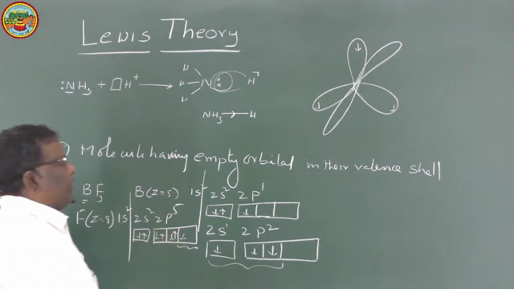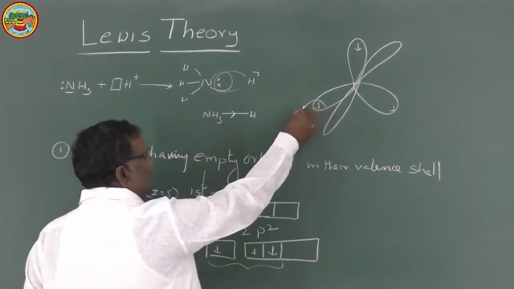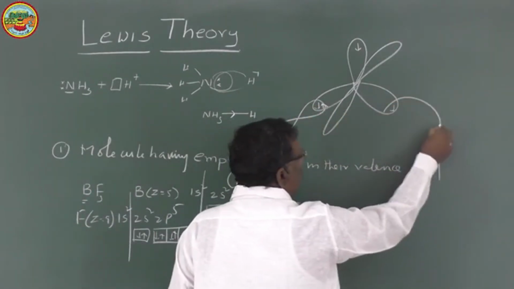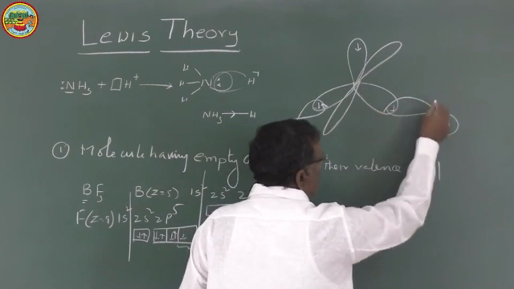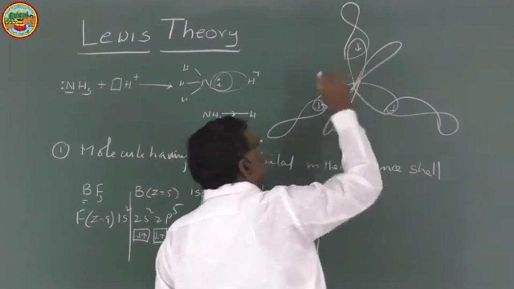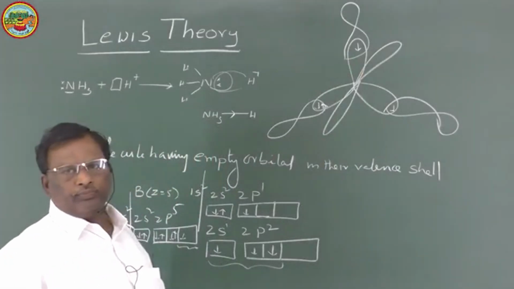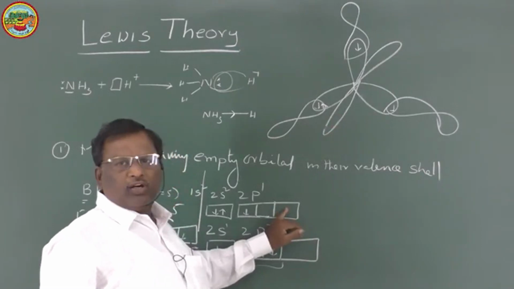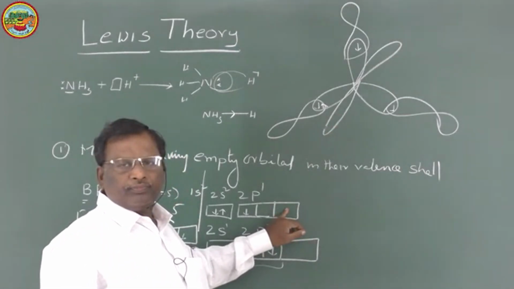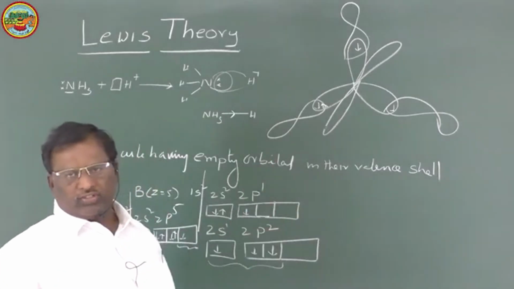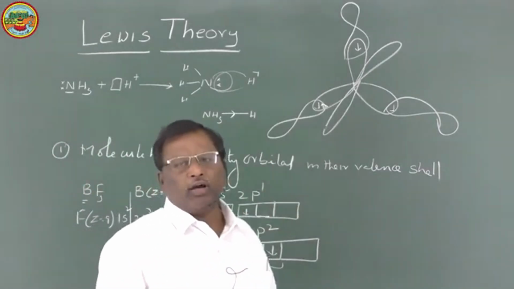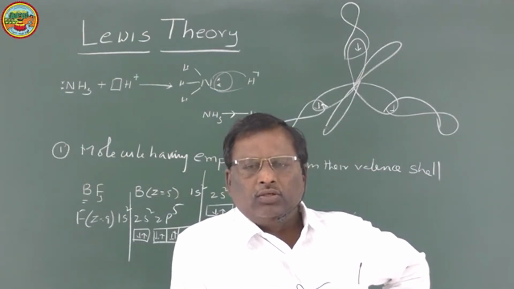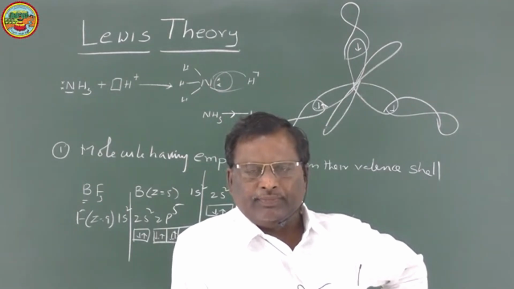That means 1 half-filled p orbital is present in fluorine. Now this half-filled p orbital of fluorine overlaps with a half-filled sp2 hybrid orbital of boron to form B-F sigma bonds. Such 3 bonds are formed. Now, this is a molecule which contains an empty orbital in the valency shell. So such molecules which are having empty orbitals in their valency shell will act as Lewis acids.